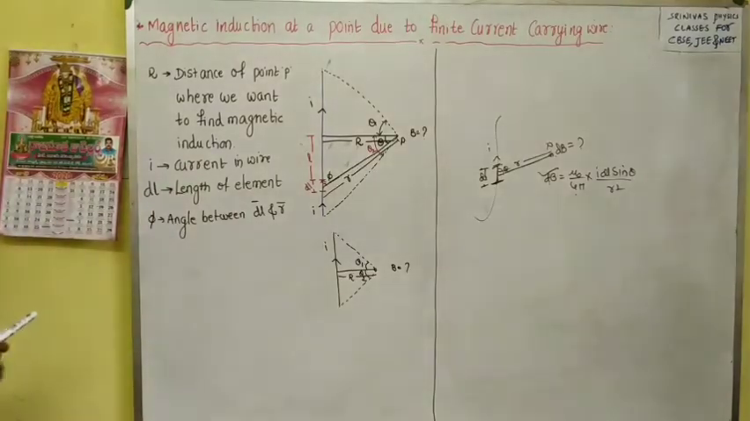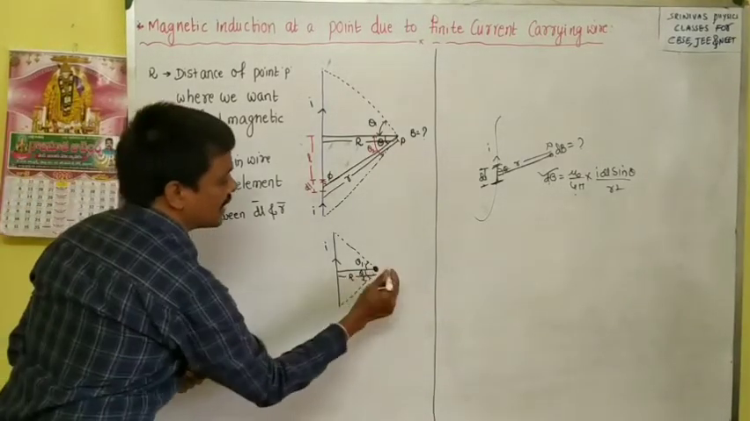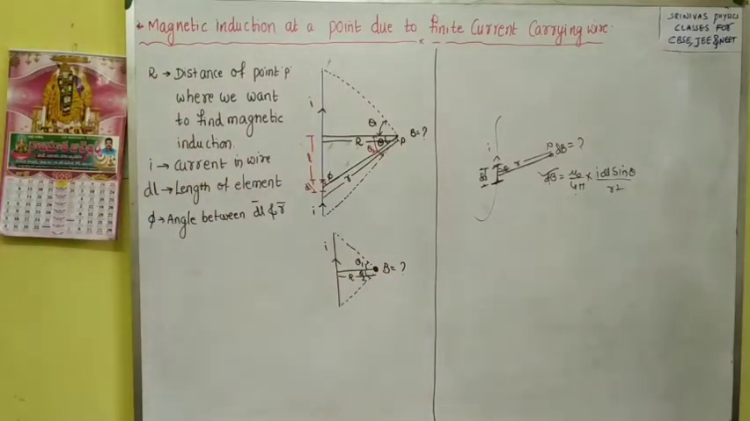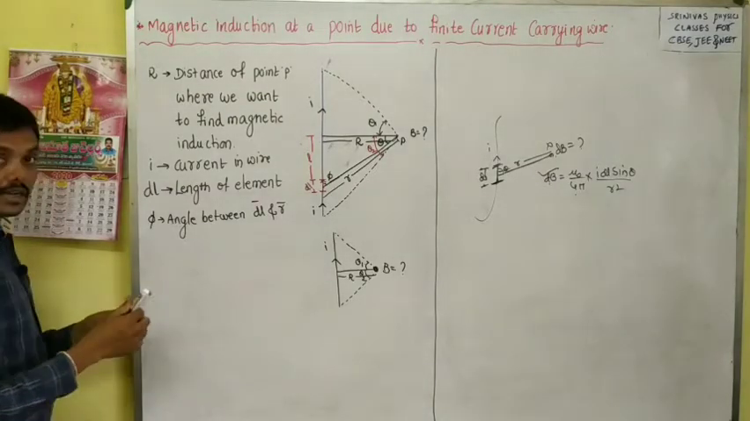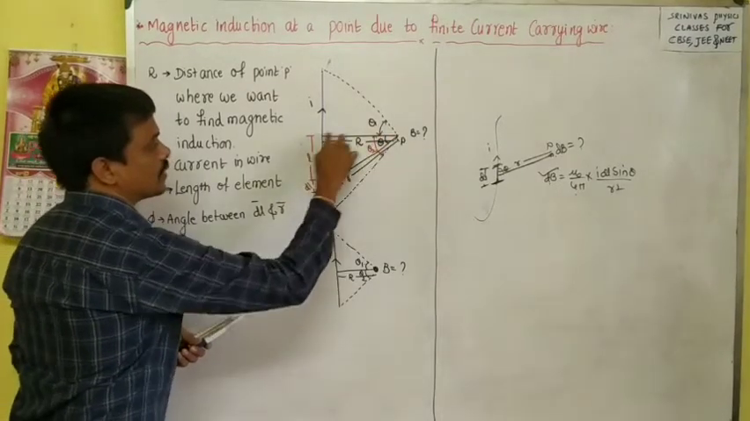Here I want to find out the magnetic induction. Let us see how to find out the magnetic induction. For that, what do we have to do? First we have to take the small element dl, from this triangle.